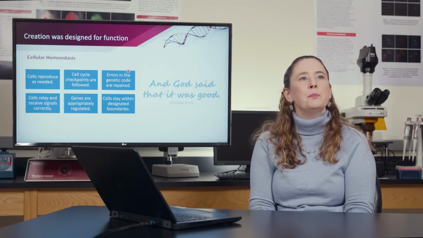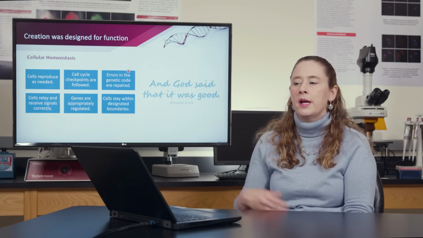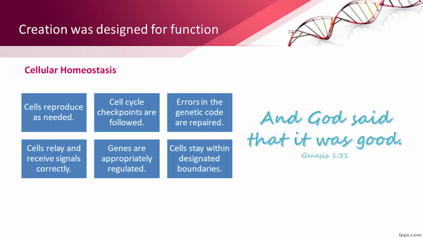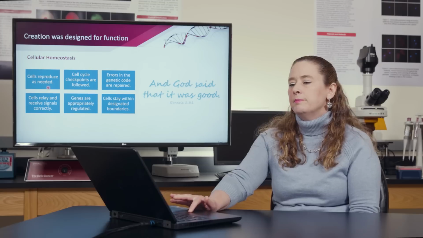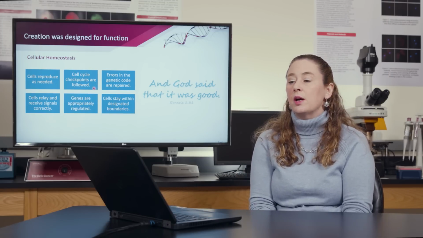And actually, there's many examples of maintaining homeostasis at the cell level. Here are just a few of them. So one of them is that cells were made to reproduce as needed. So in your body, cells will reproduce to replace themselves if they are old or worn out. And also in a growing organism, you would actually do a lot of cell division in order for the organism to grow. The cells have to reproduce at certain stages in the cell cycle.